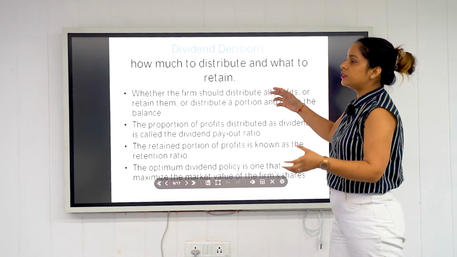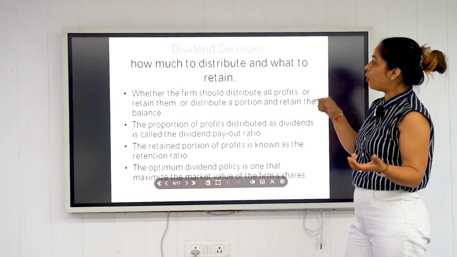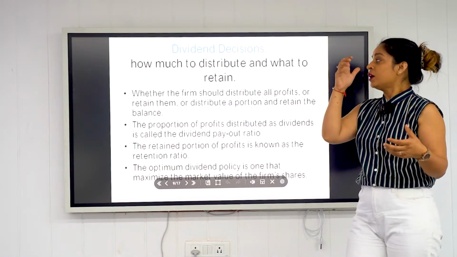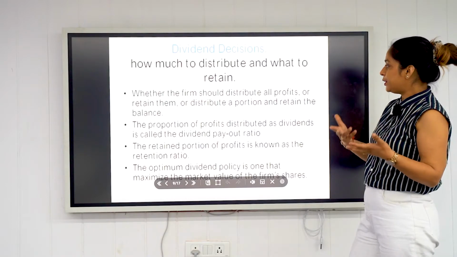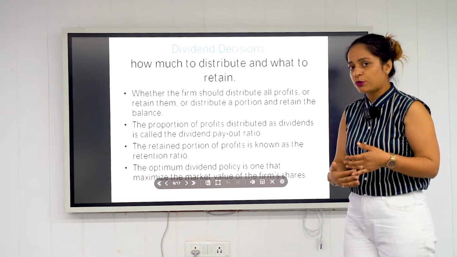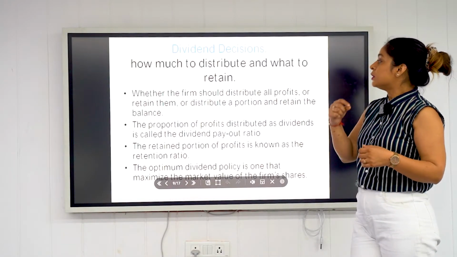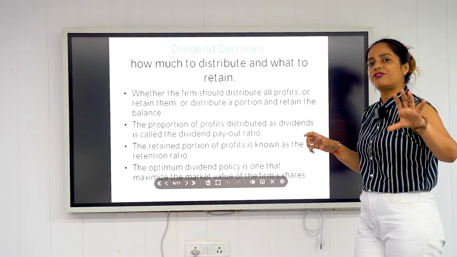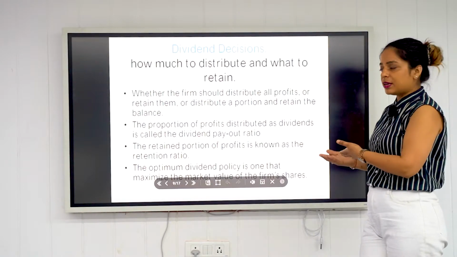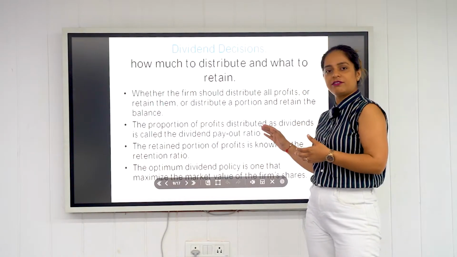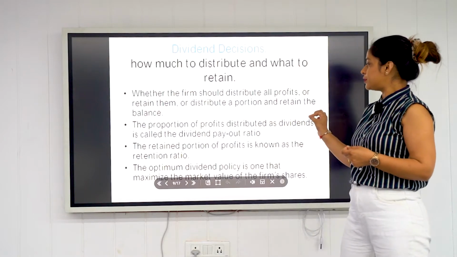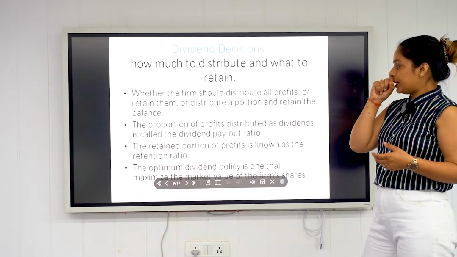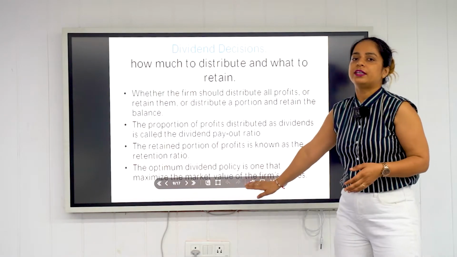Under the dividend decision, the return is measured, and also how much to distribute and what to retain. Should a firm, an organization, an enterprise distribute all its profits, or retain them, or distribute a portion of the profits and retain the balance? These are the decisions that come under the dividend decision. The proportion of profit distributed as dividend is called the dividend payout ratio, and the retained portion of the profit is known as the retention ratio.